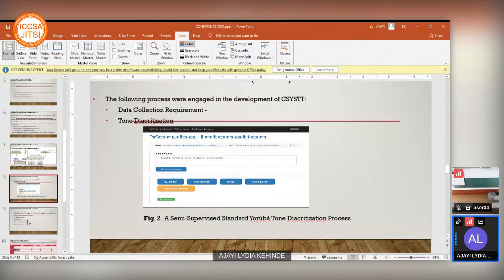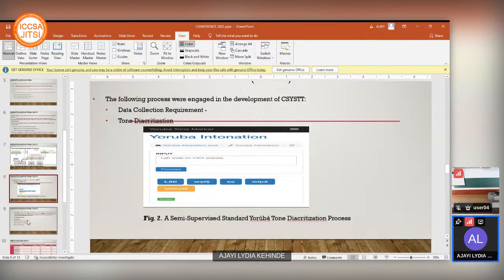So another process we looked into is the different processes that were engaged in development. We have the data collection requirement. For the data collection requirement, we made use of 47 standard Yoruba speakers, whereby we were able to collect their voices. And after then, we tone-diacritized the text. Since we have both the speech corpus and the text corpus, to diacritize the text we have to consider the Yoruba language in order to increase the accuracy.